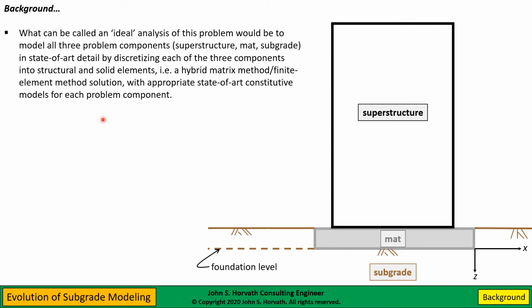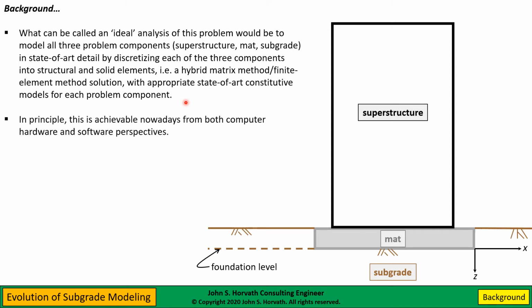So you would have a hybrid matrix method, finite element method solution, right? You would decompose your superstructure and mat using matrix method concepts of structural engineering. You would have three-dimensional bricks of a finite element model to handle the geotechnical parts. And you would use state-of-the-art constitutive models for each problem component. So you can analyze each component as accurately as we can at the present time.